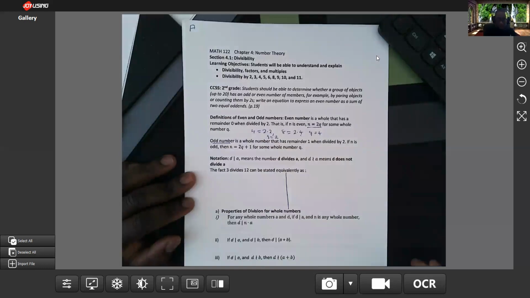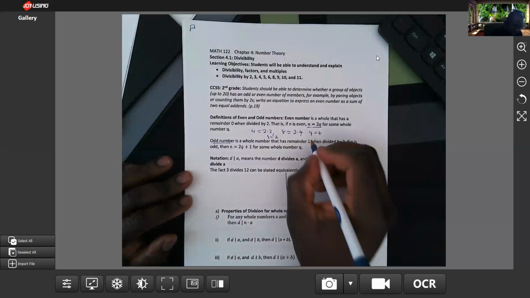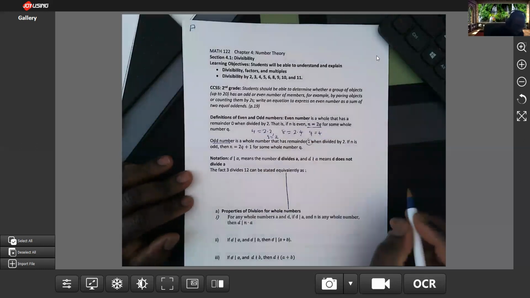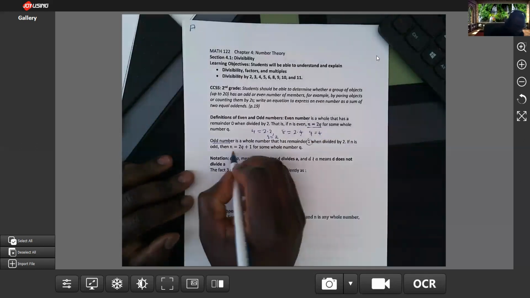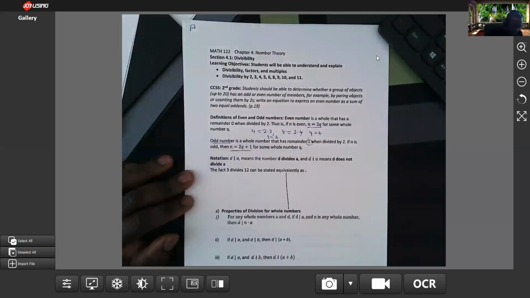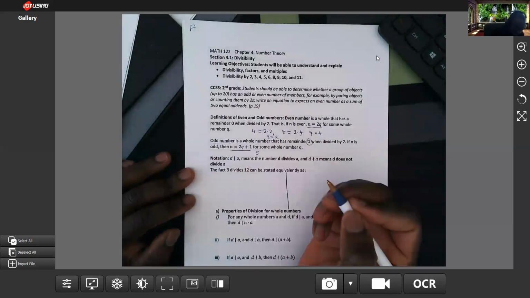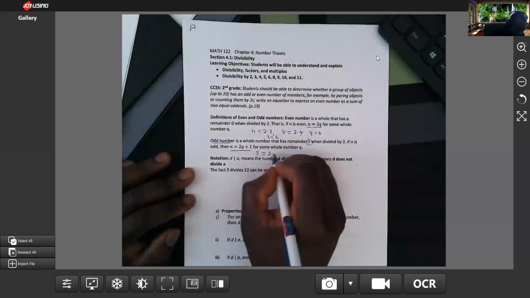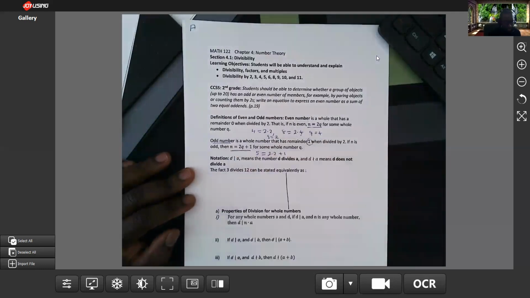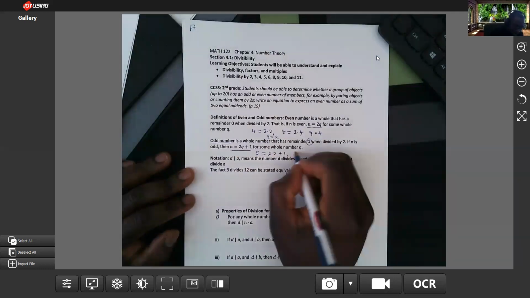All right. What about an odd number? It's a whole number. When you divide by 2, you get a remainder of 1. Writing it also as an equation, we can write n is equal to 2 times q plus 1. For example, we know that 5 is an odd number. So we can write it as 2 times 2 plus 1. In this case, your q is 2.